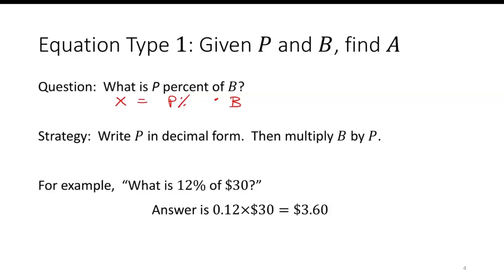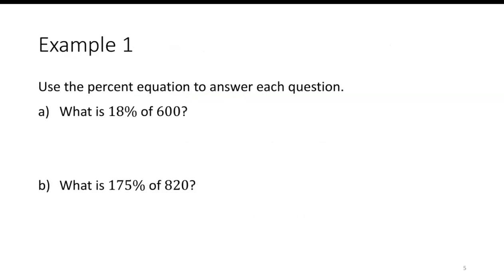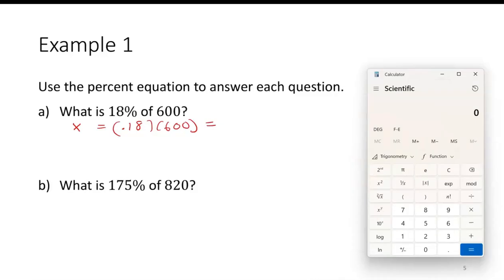So for example, what is 12% of $30? Well, we write 12% as a decimal, so 0.12, multiply it by 30, and you end up with $3.60. So if I ask you, what is 18% of 600? Again, the strategy is our unknown is the amount. So I'm doing 0.18 times 600, and that comes out to be 108.